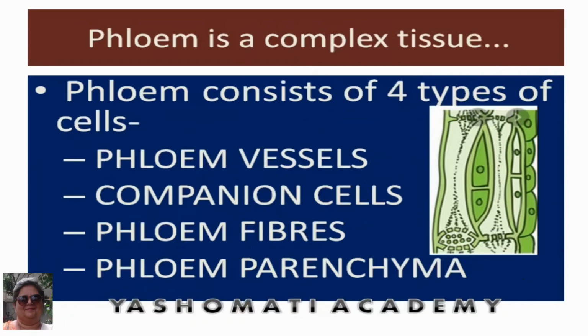Phloem is a complex tissue. It consists of 4 types of cells. Just like xylem, phloem also has 4 types of cells. These are phloem vessels, companion cells, phloem fibers and phloem parenchyma. So in this diagram, these are the phloem vessels, these are the companion cells. Phloem fibers are sclerenchymatous fibers which are attached with the phloem, and these cells are phloem parenchyma.